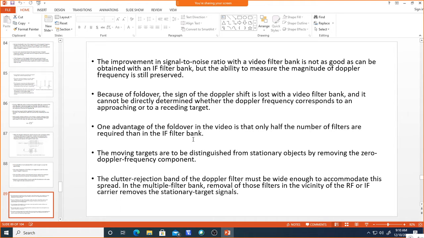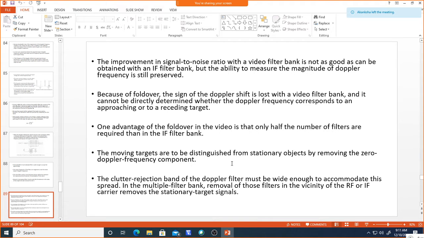Now one of the advantages of this fold over is in the video: only half the number of filters is required compared to the IF filter banks, because with reference to the reference frequency, both sides will be there. That's why you only require half of the filters to get the echo signal.